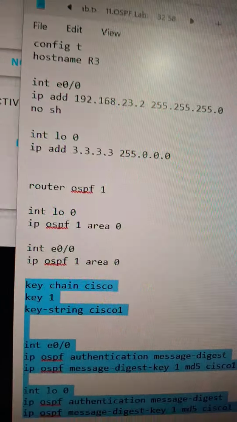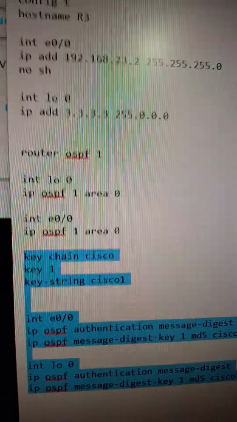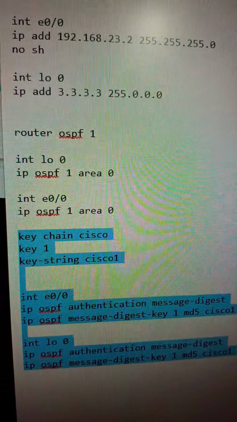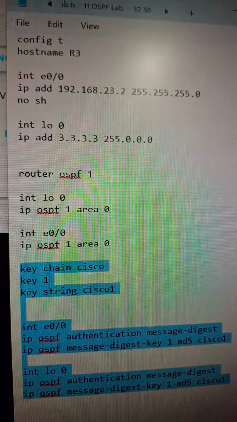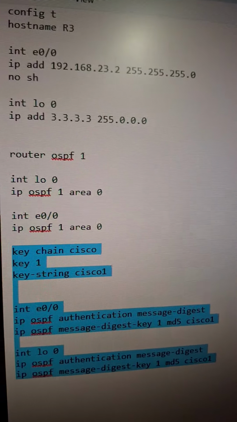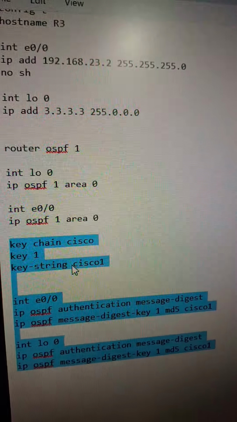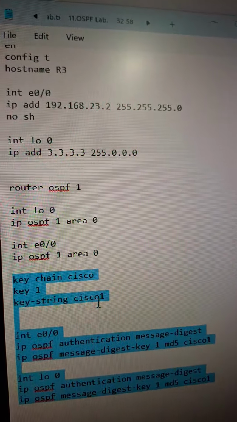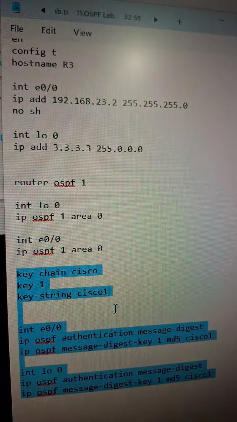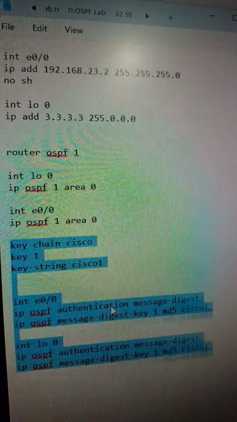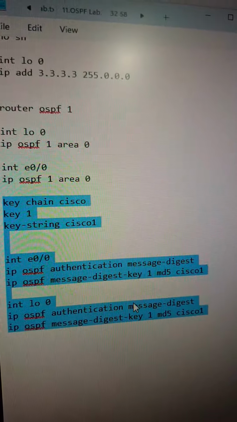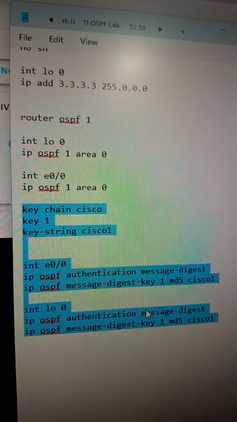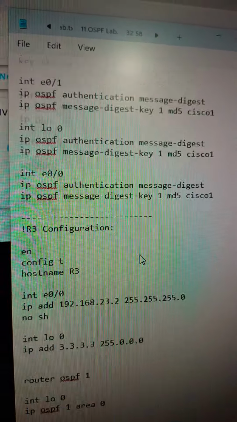And we have one more issue also: one router has authentication and the other router does not, so they are not forming the neighborship and you are not getting the route in the routing table. So we figured it out and fixed it. We enabled authentication using MD5. After that, you get the route in the routing table.